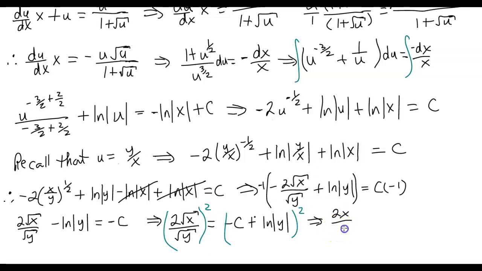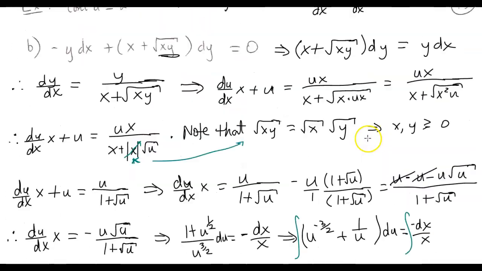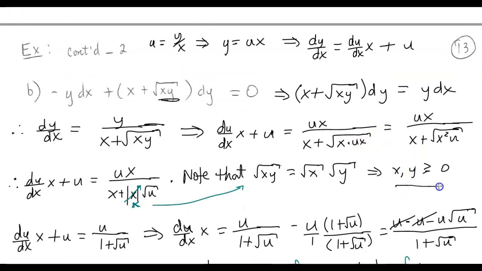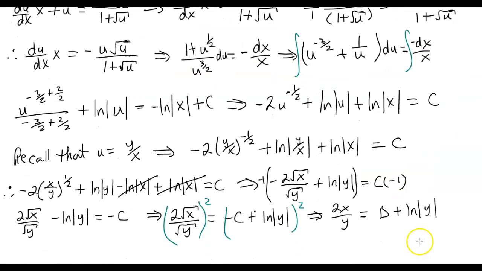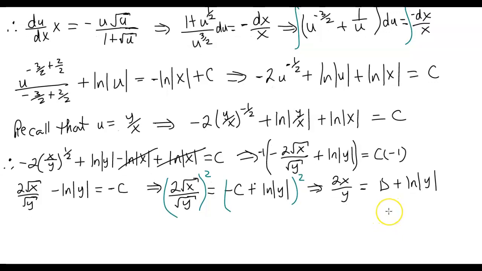2x over y, and this will be equal to, I'm going to call this D, plus natural log absolute value of y. And D is just going to be minus C here, okay? Also note that if I remember back at the beginning of this problem, one of the things we said was that X and Y were both non-negative. So even though I'm writing absolute value of Y here, I can actually drop the absolute value signs, okay? So in my next step, I'm going to do exactly that.